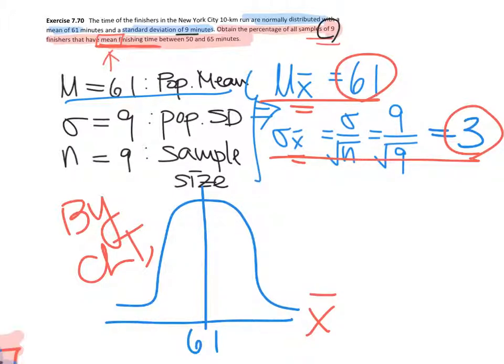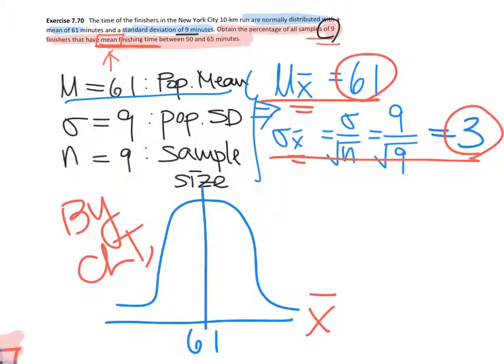It is the normal distribution. It is the sampling distribution for X bar, the sample mean. How much was the mean of the sample mean? 61, which was the same as the population mean. How much was the standard deviation of the sample mean? It was 9 over square root of the sample size 9. It was 3. Okay, let me go back to the question.